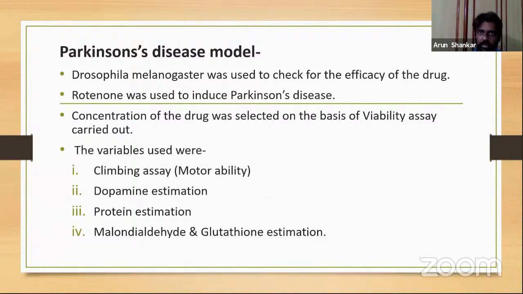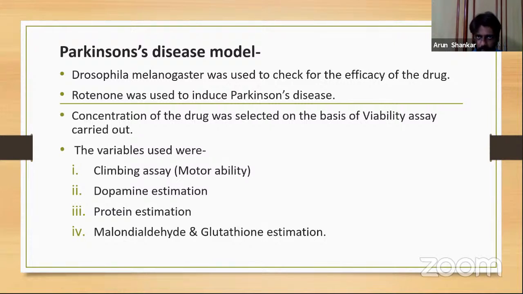Now, the organism which we used for our study was Drosophila melanogaster. It is commonly known as the fruit fly. The chemical which we used to induce Parkinson's disease was rotenone. Now the rotenone acts on the F1 particles of the mitochondria, which leads to the loss of dopaminergic neurons in the Drosophila brain, leading to loss of motor ability in flies, and also it leads to a reduction in the dopamine level in the Drosophila brain. And the concentration of the drug was decided after an extensive viability assay study in our lab.